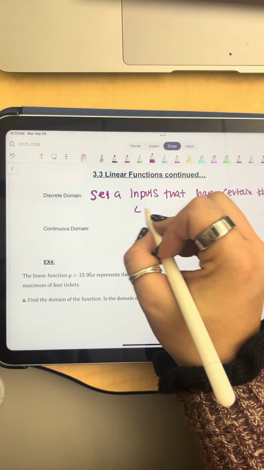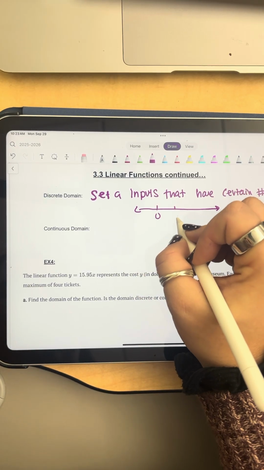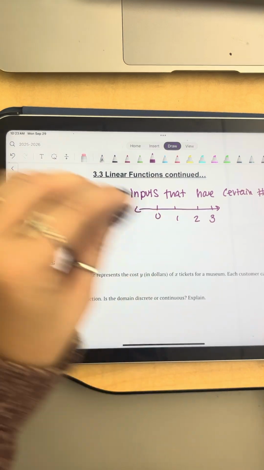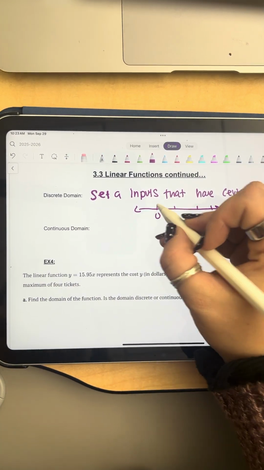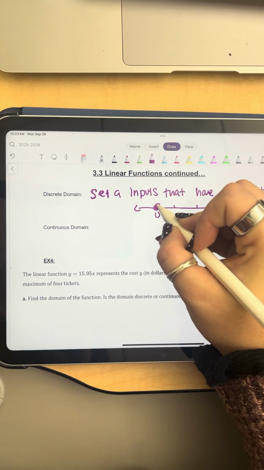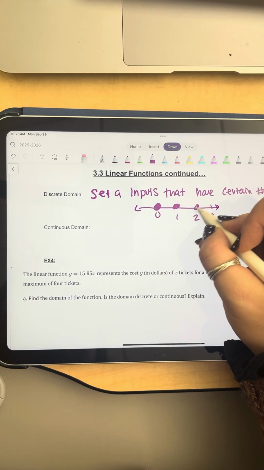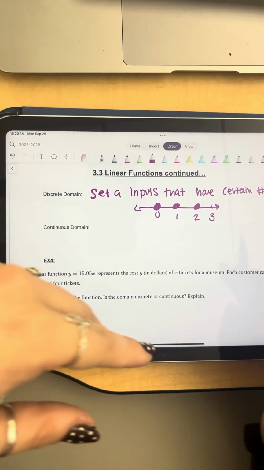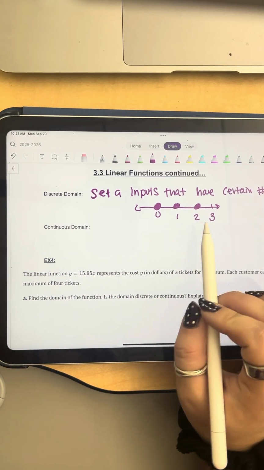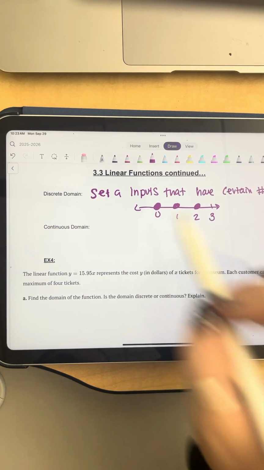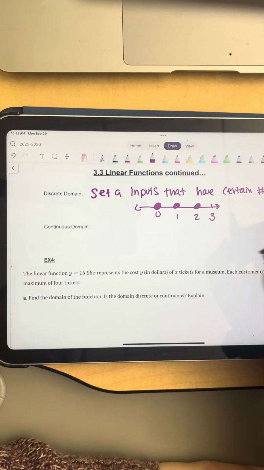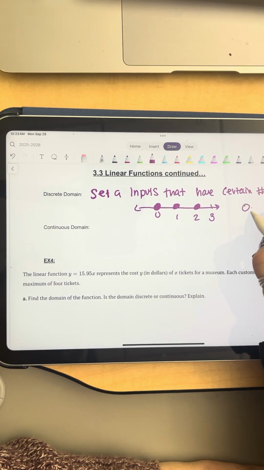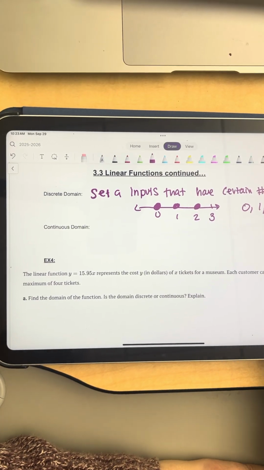Okay, so if I had, let's say, 0, 1, 2, and 3. So discrete are just a set of those. They're not included in everything between. So let's say I have 0 included and 1 included and 2, and I don't have 3. So those are the 3 that are included. I don't have 3, and I don't have anything between. So 1.5 wouldn't be between it. It would just be 0, 1, and 2. And you would write it like 0, 1, and 2. So that's how you would write your domain in that way.